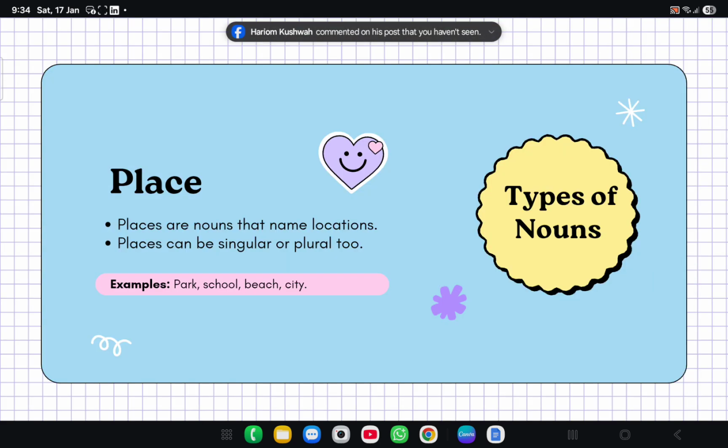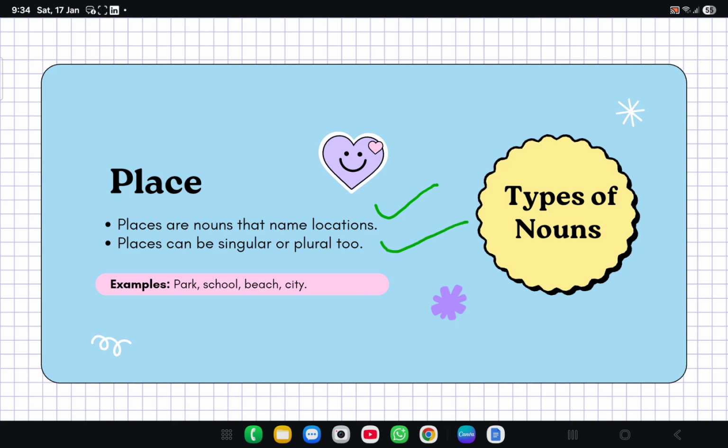Now let's go to another: place. How can we recognize a place? Places are nouns that name locations. Places can be singular or plural too. For example: park, school, beach, city. These are places. Hopefully you understood. Now let's go to the next point.